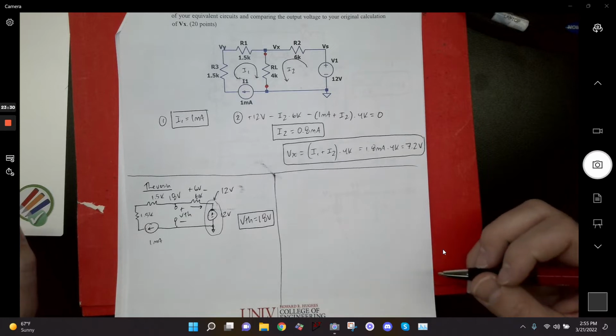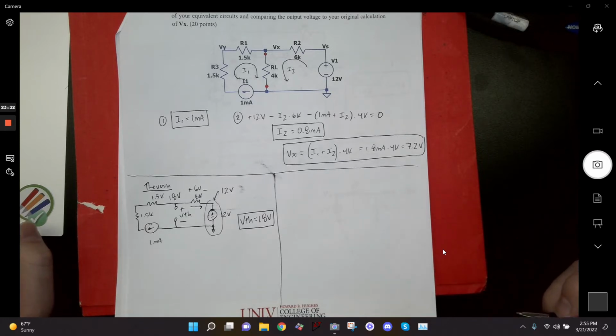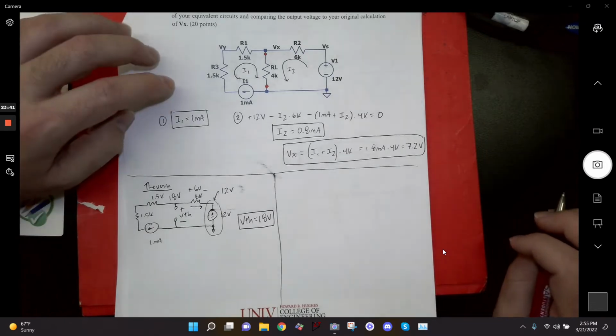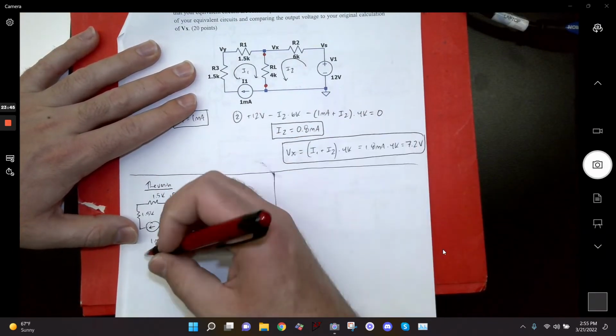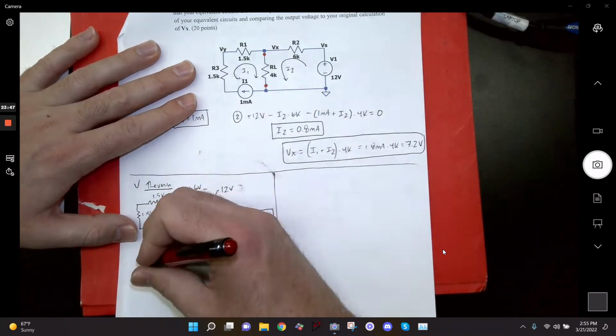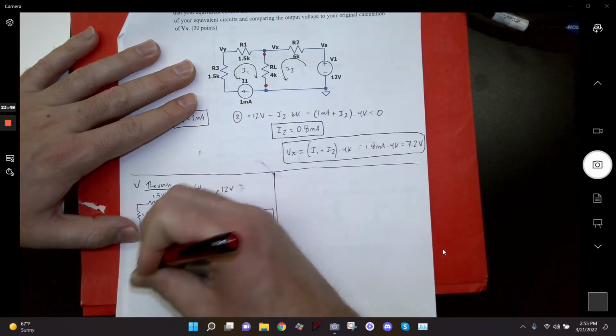Good with that? V Thevenin? Alright, now if I wanted to find R Thevenin, I need to open up sources that are current sources and short out voltage sources. So if I were to do that, I'll just say V Thevenin here. This would be R Thevenin.